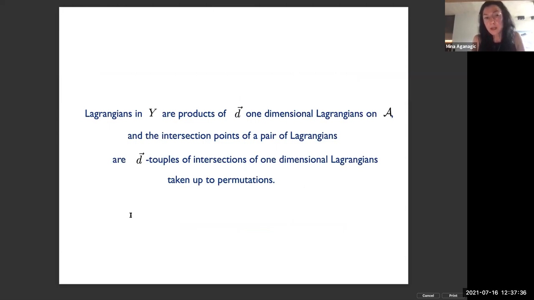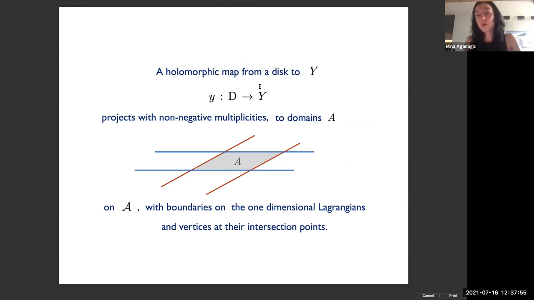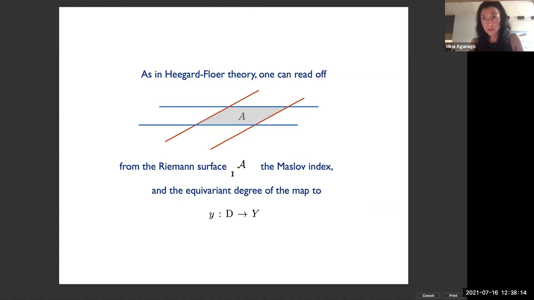So the Lagrangians in Y are always products of D one-dimensional Lagrangians on the Riemann surface. And then the intersection points of a pair of Lagrangians are D-tuples of intersections of one-dimensional Lagrangians taken up to permutation. A holomorphic map from a disk to Y projects with non-negative multiplicities to domains on the Riemann surface with boundaries on one-dimensional Lagrangians and vertices at their intersection points. As in Haggard-Floer theory, one can read off from the Riemann surface the Maslov index and the equivariant degree of the map to Y.